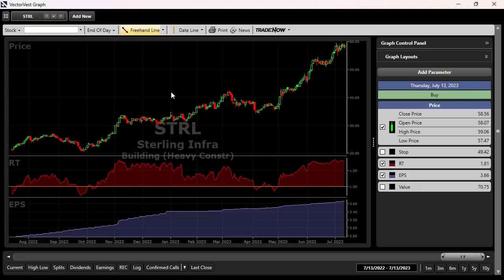Let me delete that line. If I put on our date line, when the RT is above 1, price is trending upward. And of course, the higher it gets, the stronger that trend. So uptrend, back to downtrend, quick little turn here, uptrend, downtrend, uptrend. So a nice correlation between that RT analysis and the trend of the price action.